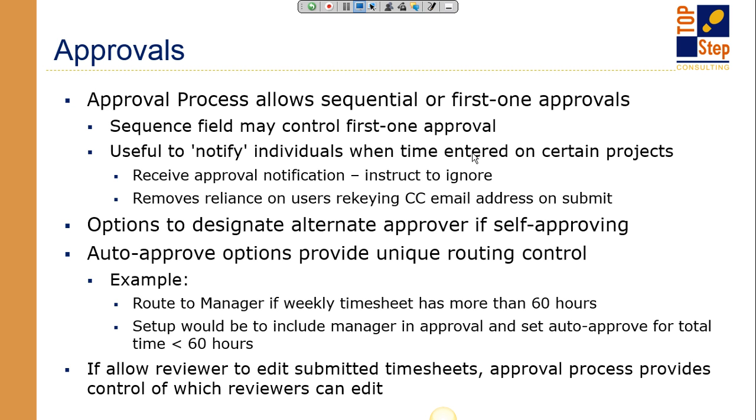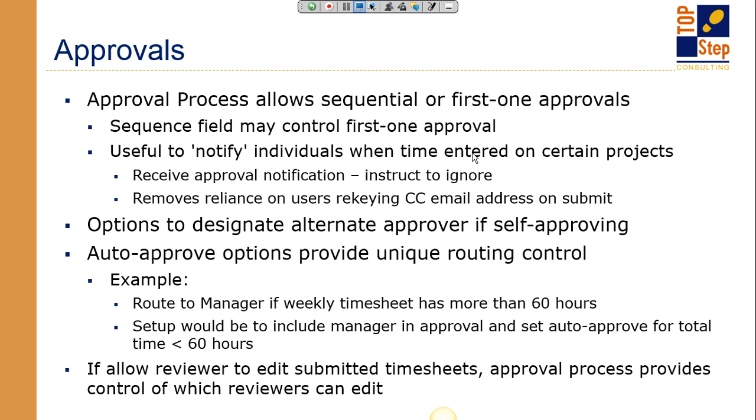So a couple things about approval processes you may or may not know. There are sequence fields to control who approves first. When you're creating an approval process, you can set the person as the first approver, then the second approver. Approval processes will notify the individual, if you want that to happen, when the timesheet is entered and submitted. So you have approval notification and other notifications you can set up.